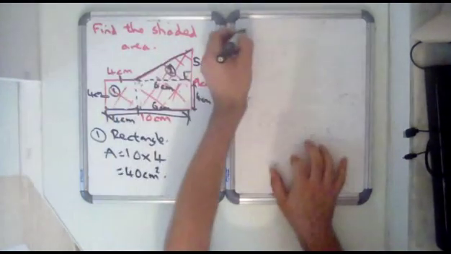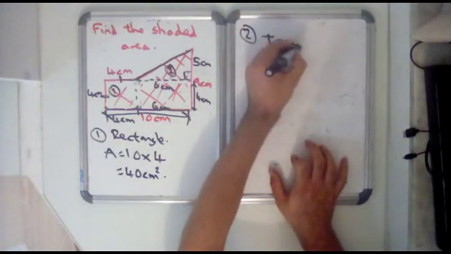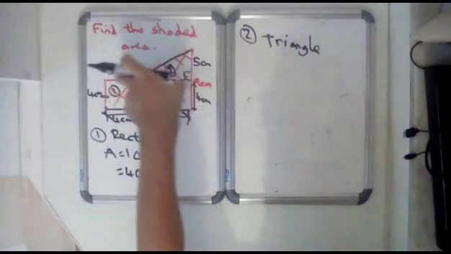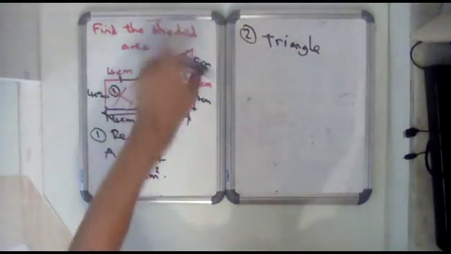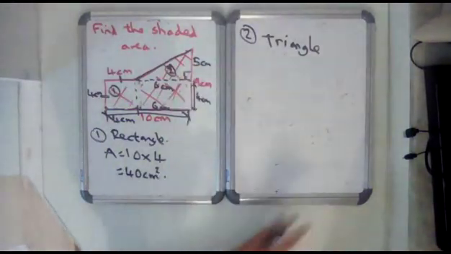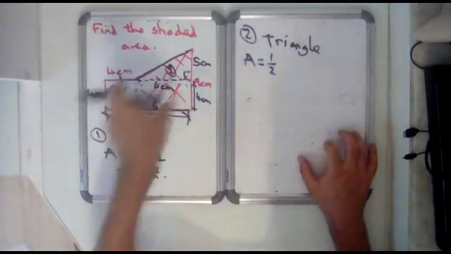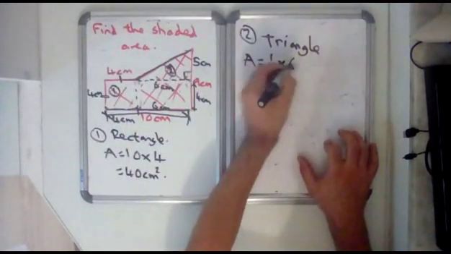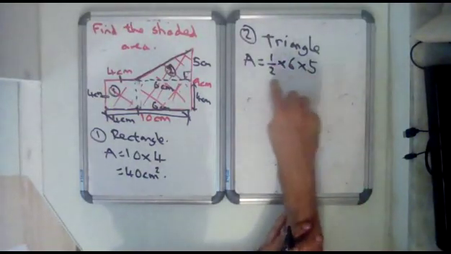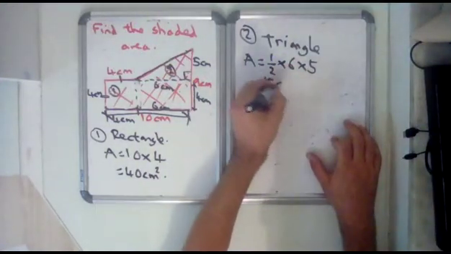For shape 2, the triangle, it doesn't really matter whichever way you look at it, you could call this the base and this the height, or this the base and this the height. But the fact that this is a right angle means that it will work either way. So area equals a half times base, I'm going to call it 6, times 5, and probably because 6 is the even number, half of 6 is 3, 3 times 5 is 15, so equals 15 cm squared.